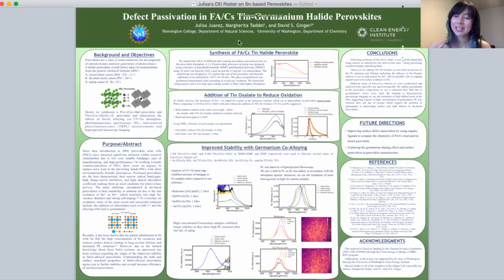I am an REU student at the University of Washington currently, interning with the Ginger Lab. And today I'm going to be presenting my project looking at defect passivation in formamidinium, cesium, tin, germanium halide perovskites.